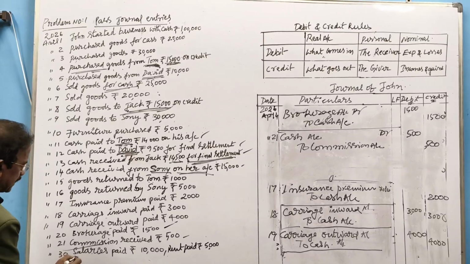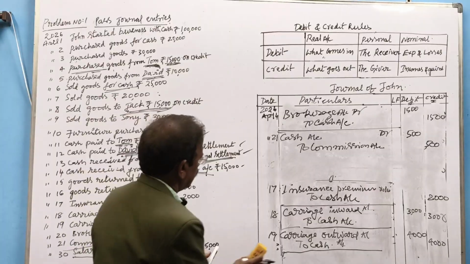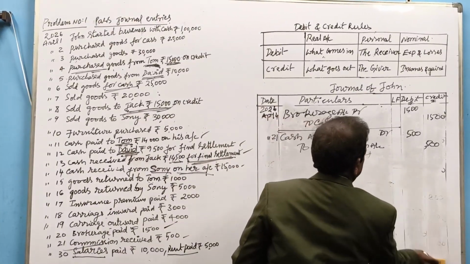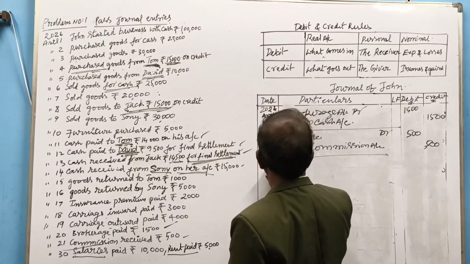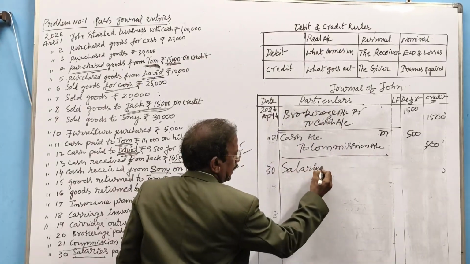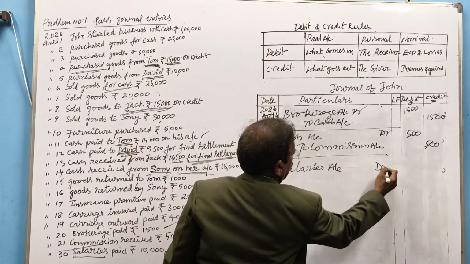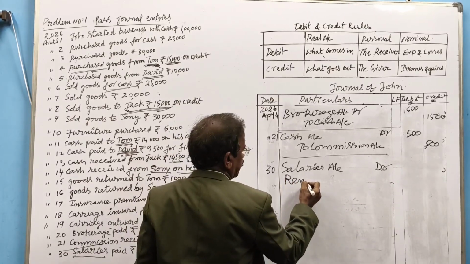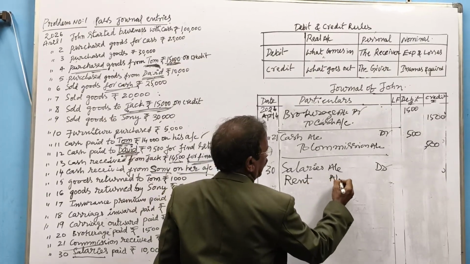Now, lastly, salaries paid, rent paid, both are expenses. When these both are expenses, we should debit them. 30th, salaries account, debit, and rent also expense. Both expenses can be written in one journal entry, which is called compound journal entry, rent account debit.